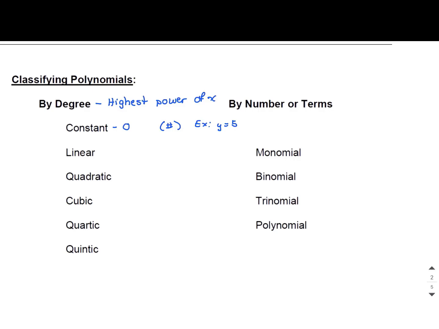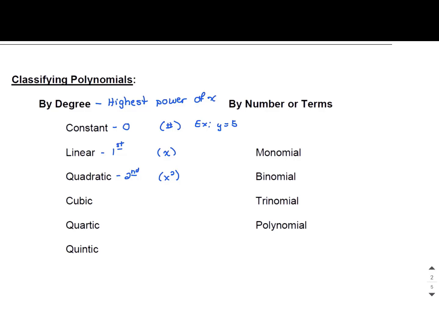Then we have a linear function. A linear function, remember, that's something like y equals mx plus b. That's x to the first. The highest power of x is 1. So it's a first degree polynomial. A quadratic is a second degree polynomial. It's going to have an x squared. It can have an x squared, an x, and a constant, but it doesn't have to have all three. It has to have an x squared.